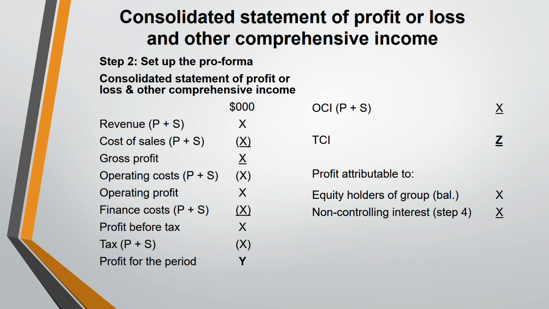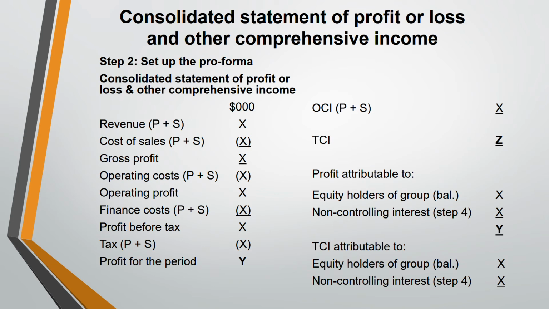Same for TCI, which is known as Z: equity holders and NCI. Remember, it is not the OCI that is attributable; it is the profit and the TCI. Please don't go and take OCI attributable to equity and NCI. So this is the format.